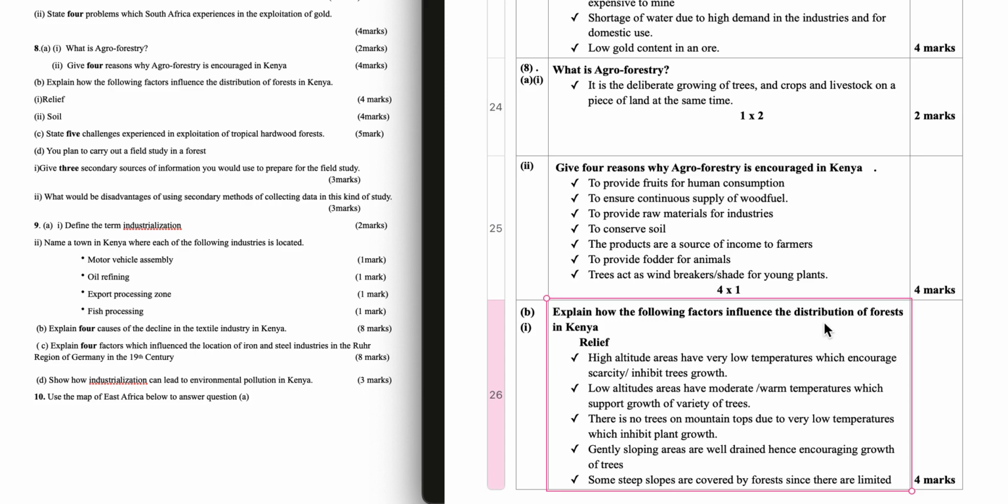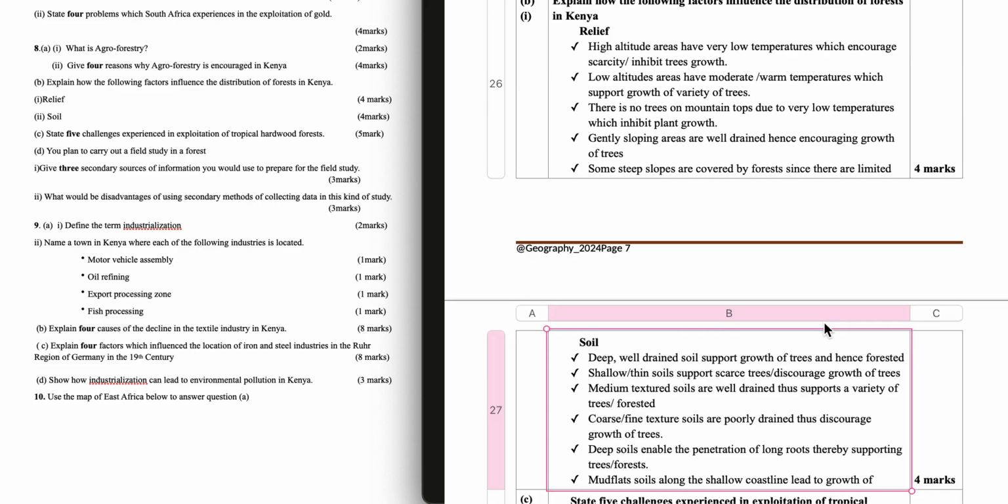The second is soil. So how soil influences distribution of forests. Deep, well-drained soils support growth of trees and hence forests. Shallow soils support scarce trees. Medium texture soils are well drained and support a variety of trees. Coarse soils are poorly drained, thus discourage growth of trees. Deep soils enable the penetration of long roots, thereby supporting trees. Mudflat soils along the shallow coastline lead to growth of trees.